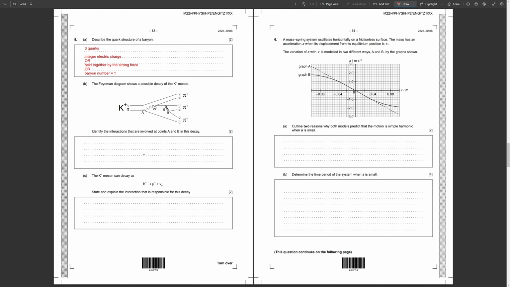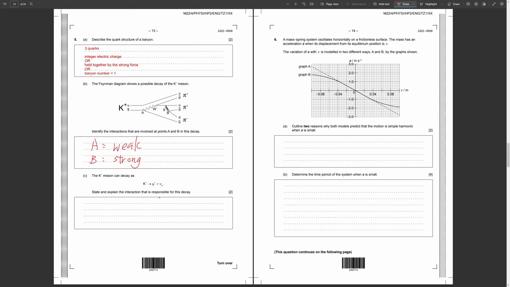In part B, you are given a Feynman diagram. In this diagram, there are a few different decays happening. Let's start with decay A. At decay A, you can see the exchange particle is a W plus boson, and it is clear evidence it's going to be a weak nuclear interaction. How about interaction B? At interaction B, there is a gluon, and it makes it a strong nuclear interaction.